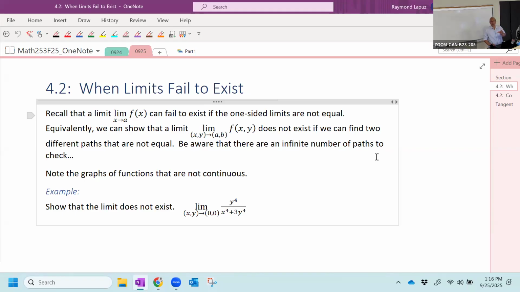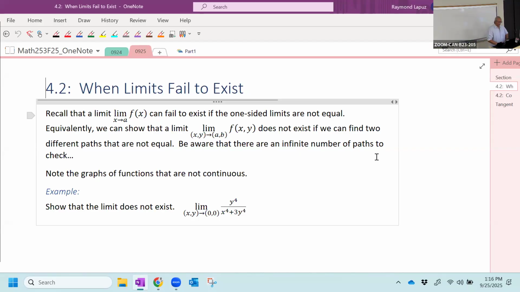The difference is, back in Calc 1, we have a straight line. We have a one-dimensional domain, right? That's just your x. And then you can go from the left and to the right, and you'll get to that point. So there's only two possible ways to get to the point.